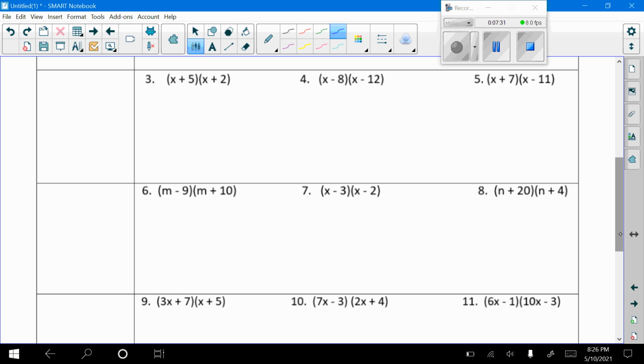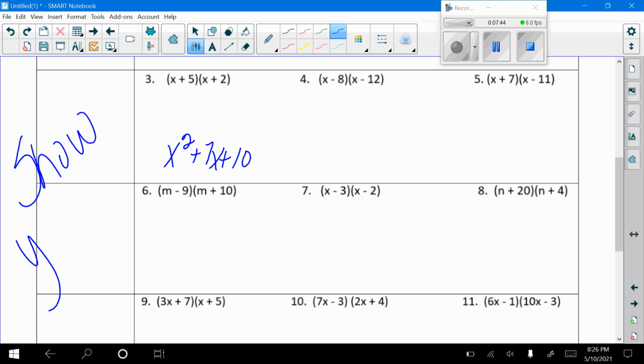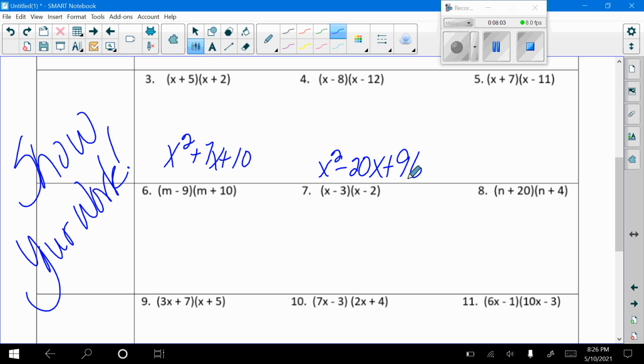All right, then we get to number 3, 4, 5. These are, you can either do the box or the FOIL method. Either way, you should have ended up showing me your work, but you should end up with x squared plus 7x plus 10. Show your work. So I should have a line in between here in the answer. If you did a box method, I should see the box. This one, I'm going to end up with x squared minus 20x plus 96. Don't just write down my answers. Number 5, x squared minus 4x minus 77.